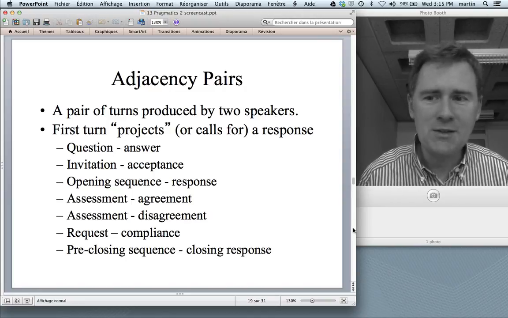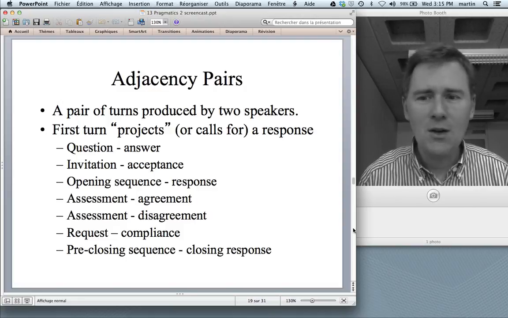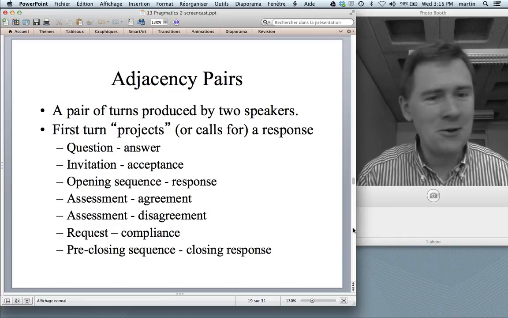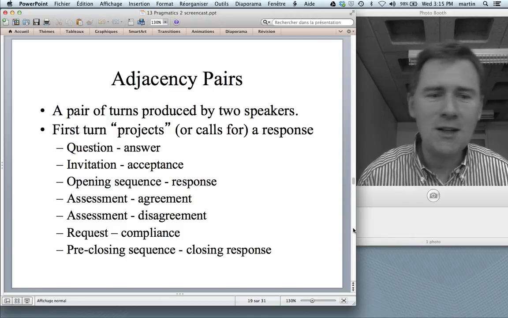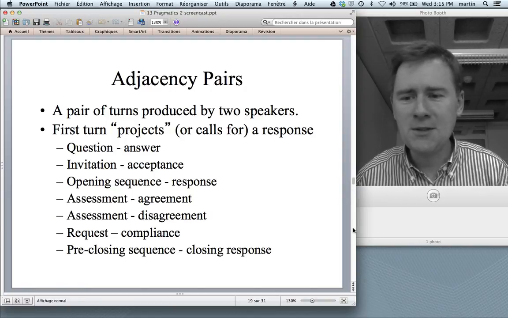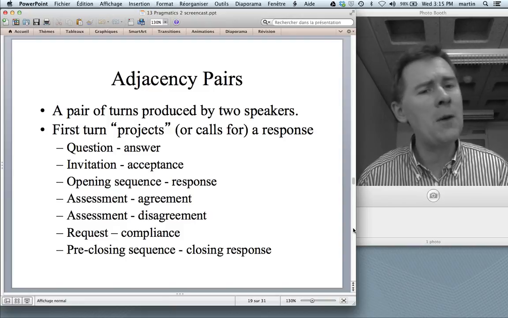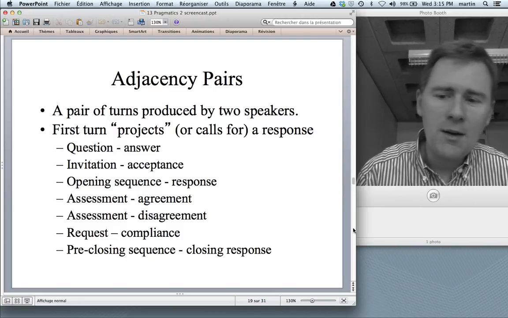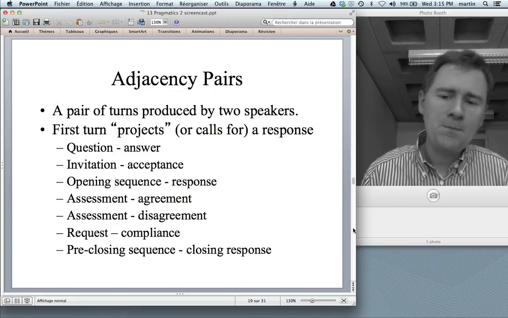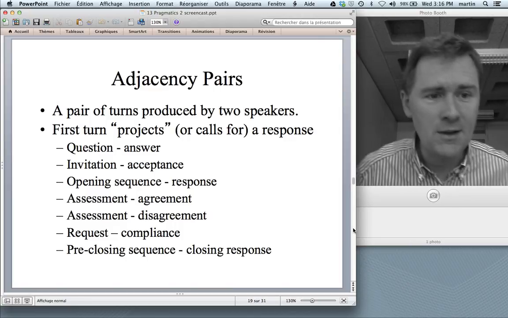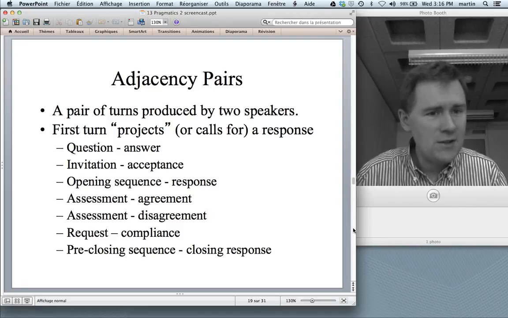So adjacency pairs are things like question and answer, or invitation and acceptance, or opening sequence, "Hello, this is Martin," and a response, "Oh, hi, how are you doing?" Assessment and agreement: "That's terrible." "I know, it's terrible." Assessment and disagreement: "Oh, that's terrible." "I thought it wasn't so bad." Request and compliance: "Could you please hold this for me?" "Yeah, sure." And a pre-closing sequence and a closing response: "So, I really have to go now." "Sorry? No, okay. I'll stay."